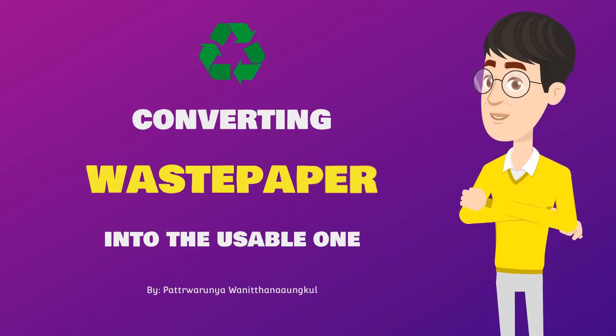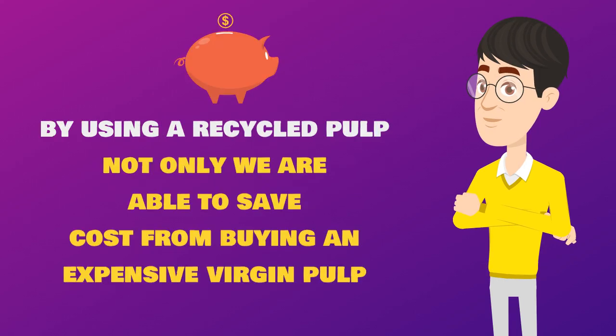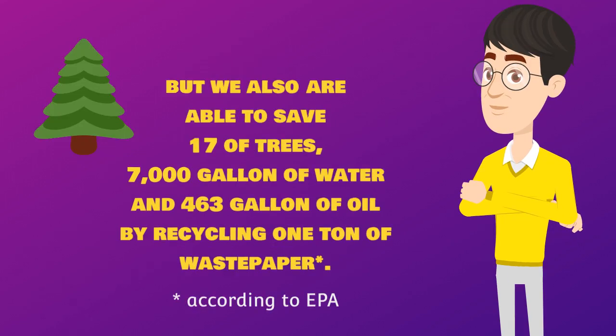Converting waste paper into usable paper. By using recycled pulp, not only are we able to save the cost of buying expensive virgin pulp, but we are also able to save 17 trees, 7,000 gallons of water, and 463 gallons of oil by recycling 1 ton of waste paper, according to the United States Environmental Protection Agency.